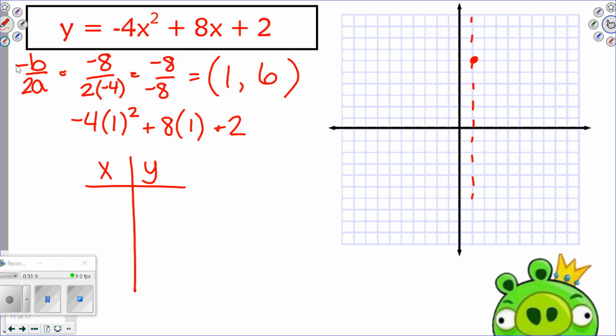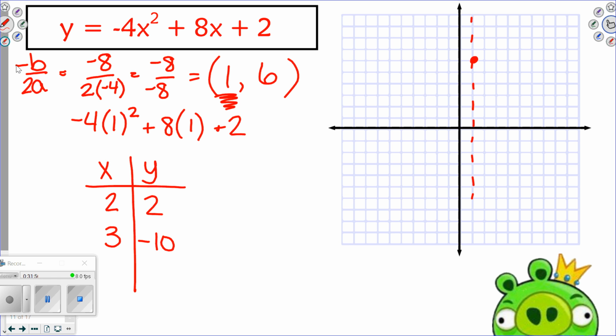What number should I plug in? 2 and 3. Right? My x value is 1, 2, 3. Again, you can plug in anything you want, but chances are it's going to fly off your graph real fast. Okay? So we'll plug it in. So negative 4 times 2 squared plus 8 times 2 plus 2. And we get 2. And then go back and plug in our 3. And I get negative 10.